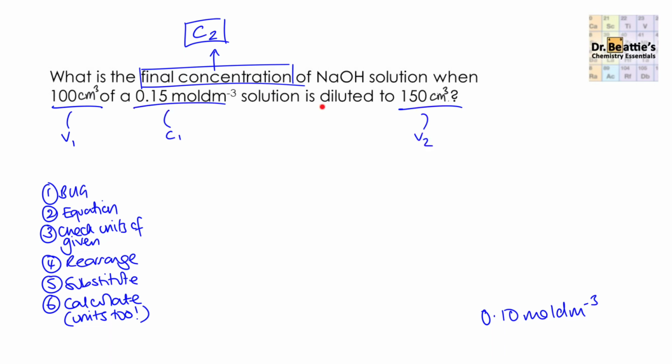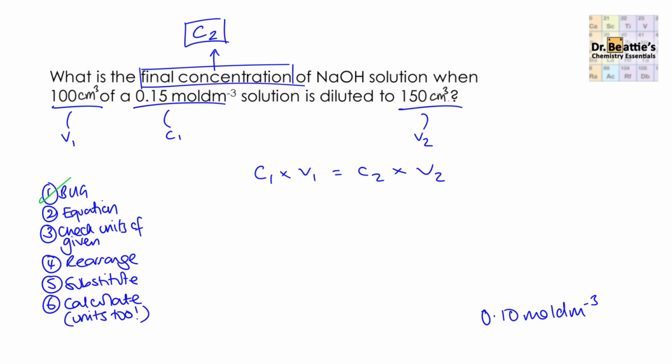Worth noting here that diluted to means taking that 100 centimeter cubed, which is the initial volume, and making it up to 150 centimeter cubed. So we've added 50 centimeter cubed to the original volume. And wording is really important with these types of questions, and also the types of questions you get with these in year 13. Then we look at the equation that we need.